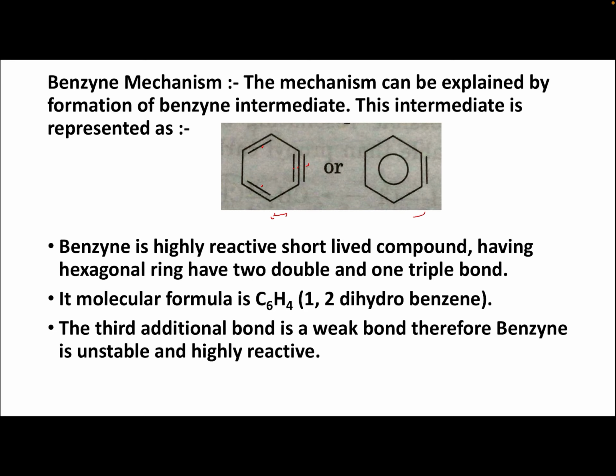Its molecular formula is C6H4. The third additional bond is a weak bond, therefore benzyne is unstable and highly reactive. The additional bond which is there is weak, and therefore it is very highly reactive.